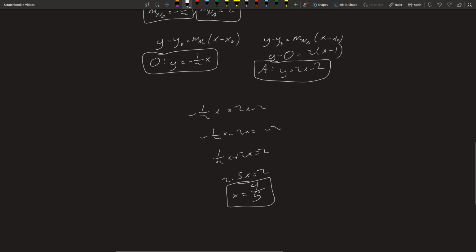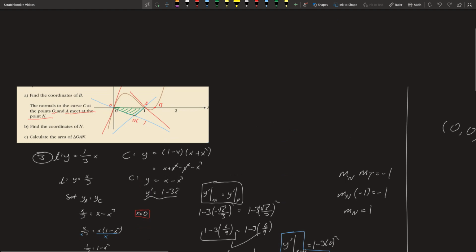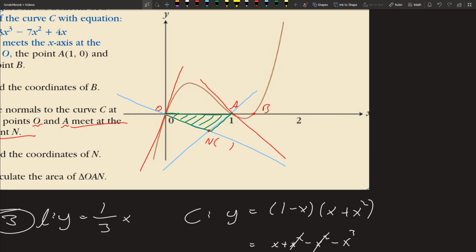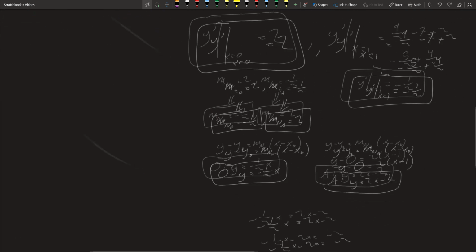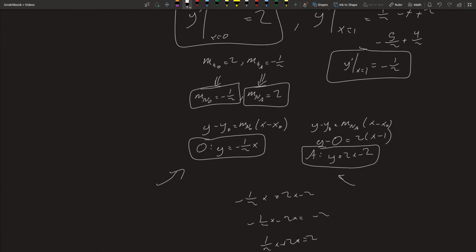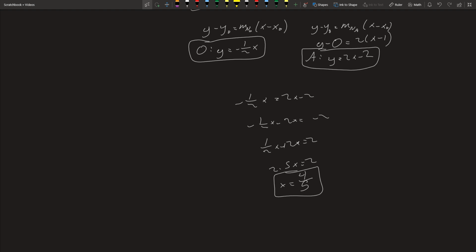Now we need to find the y coordinate, right? Since those two lines intersect, it doesn't matter whether we substitute our x into this equation or that equation. It doesn't matter since they intersect. We choose the easier one, right? So we choose this one.